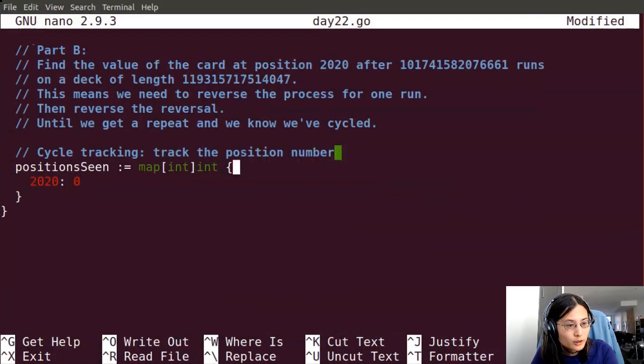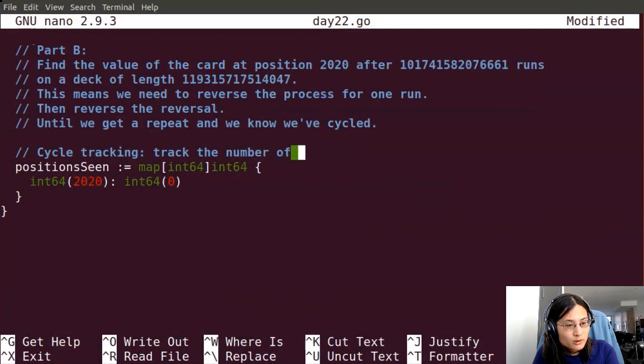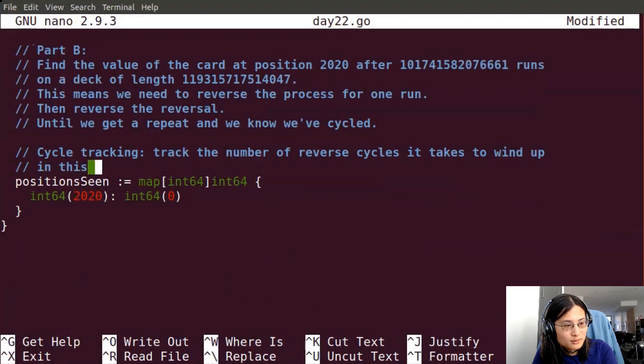Position number. Oh, and I know this has to be an int 64 now. If I have to increment in 64 times, I'm done for. I'm going to assume for now that this is an int 32, although actually storage space-wise, it doesn't really matter. Okay. The number of reverse cycles it takes to line up in this position again.